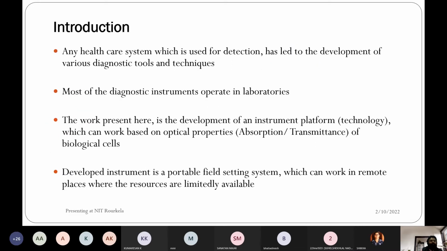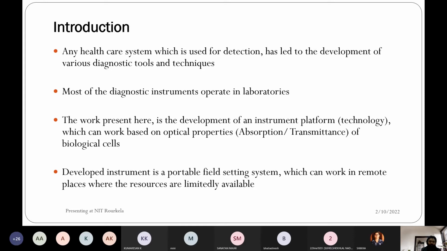Okay, so coming to the first thing, as we know, any healthcare system is used for detection, and it involves the development of various diagnostic tools and techniques, right?